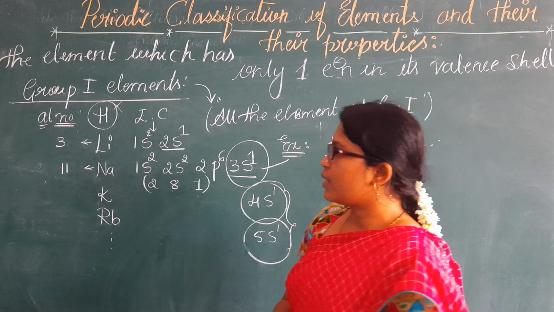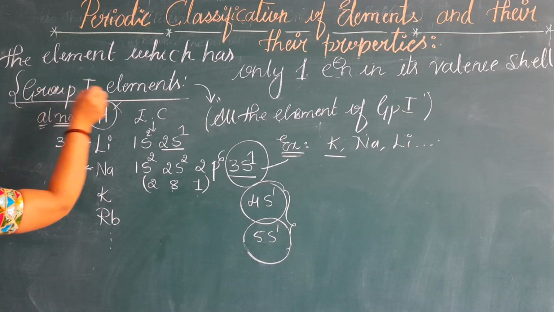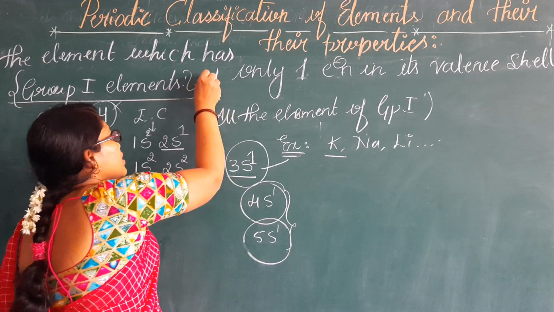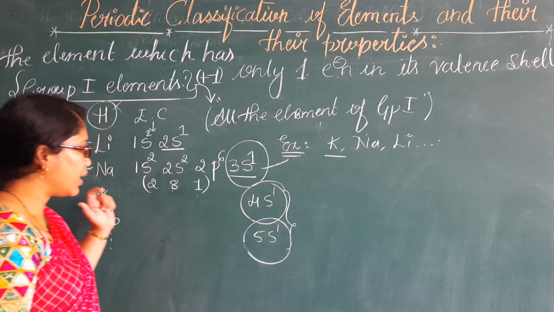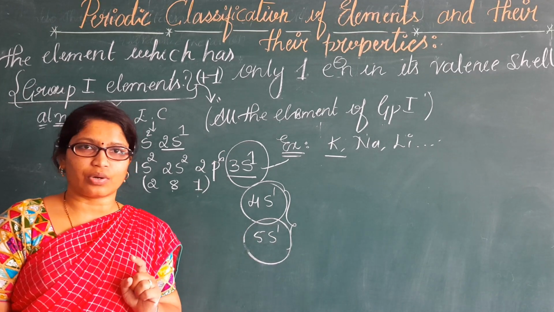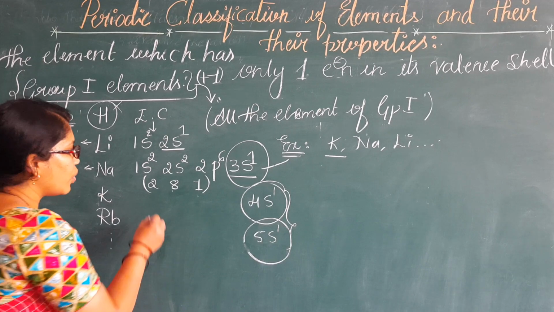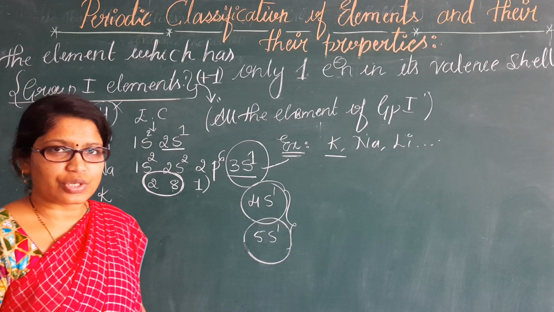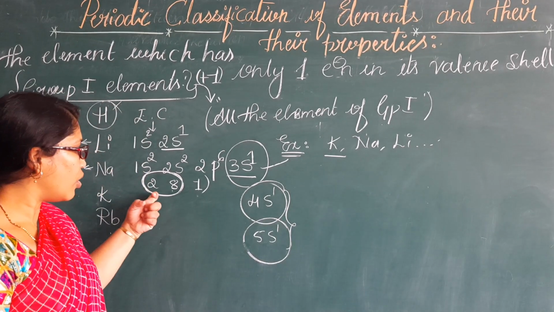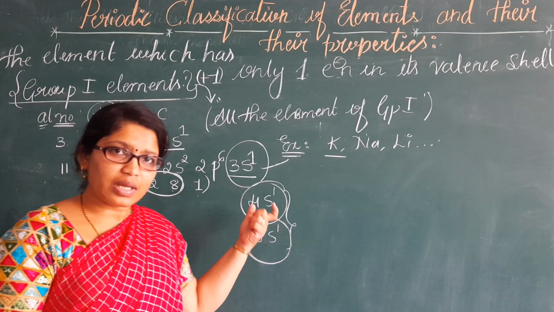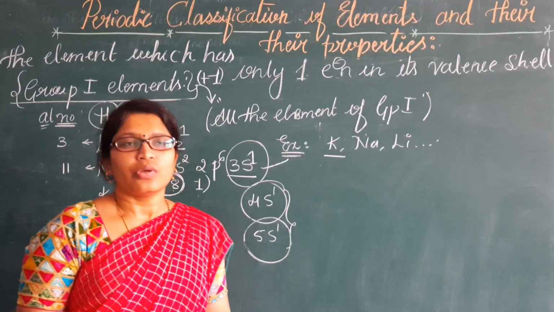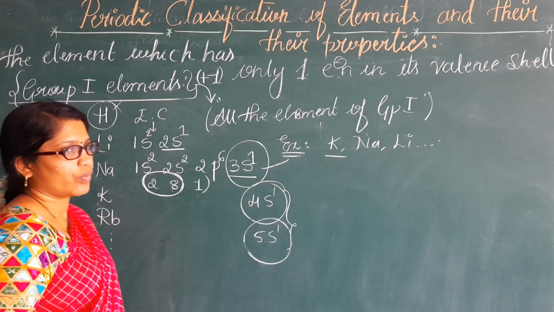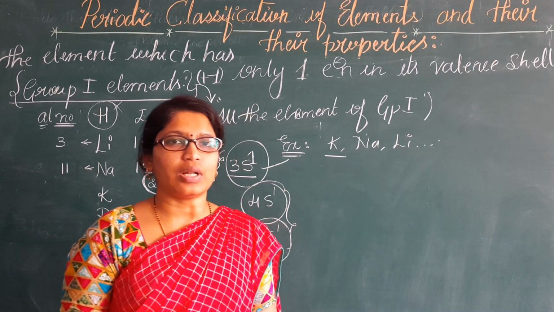So in common we can say that all group 1 elements show the plus 1 oxidation state. They can easily lose 1 electron from their valence shell to attain the noble gas configuration. All the elements try to attain the nearest noble gas configuration. So I can say group 1 is the example for this question, which has 1 valence shell electron.